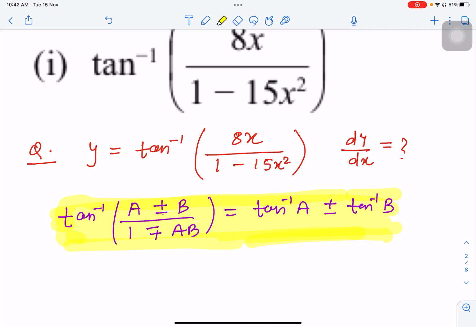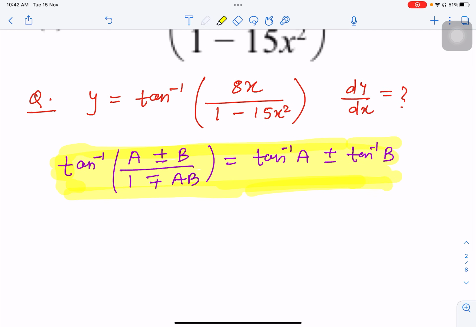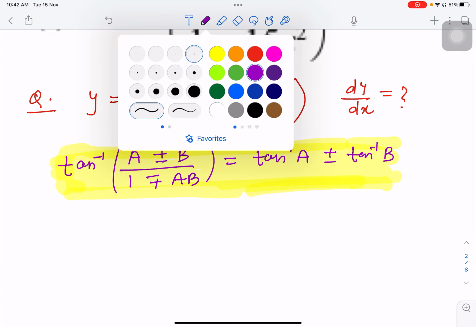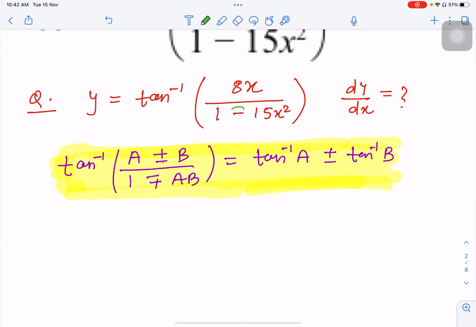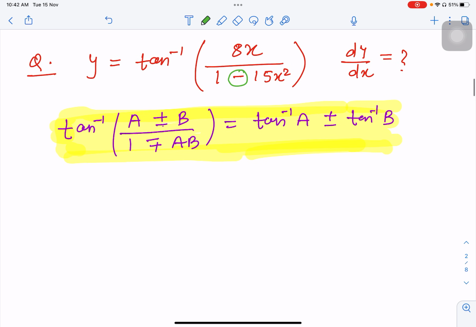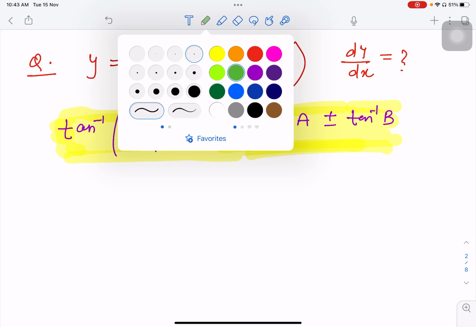Now we will use this formula. We can clearly see that the sign in the denominator is negative. Here the sign is negative, so the numerator should have a positive sign. And if you see this term, this is a product of two terms and the numerator has to be the sum of those two terms. So you have to break 15 into two parts such that the product should be 15 and the sum should be 8.